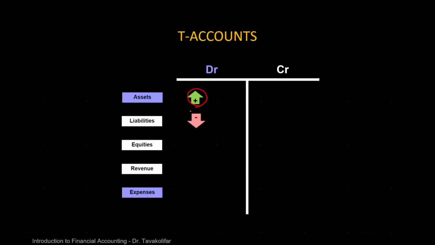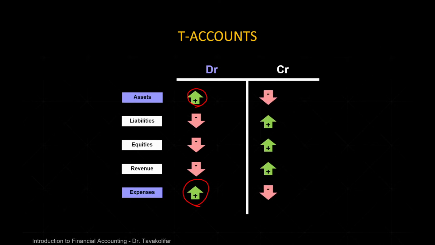It decreases liabilities. Debit also decreases equities. It also decreases revenues. How about expenses? Based on the color coding, you guessed it. When expenses go up, we debit them. We put the amount on the debit side of the account. Credit is just the opposite of the debit. So if liabilities go up, we credit them.